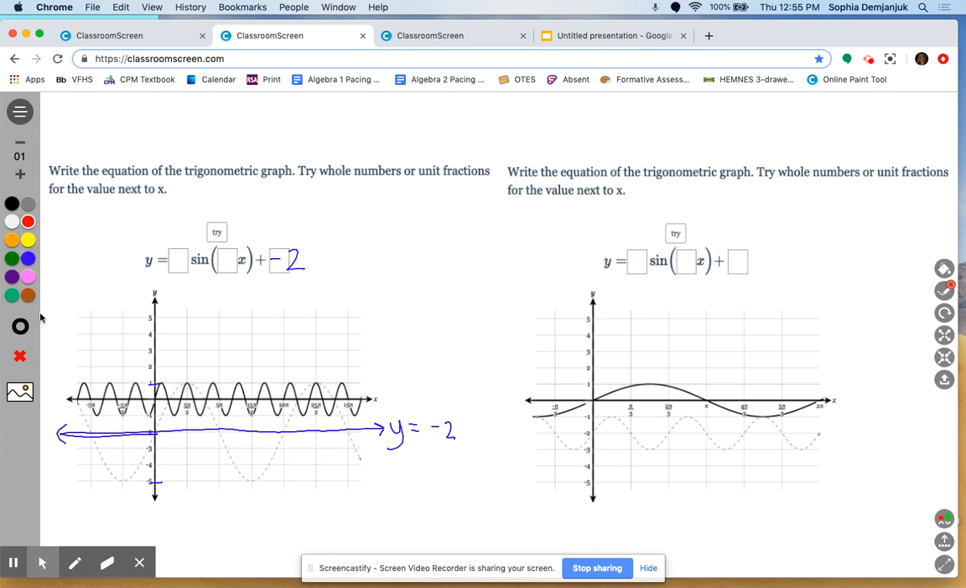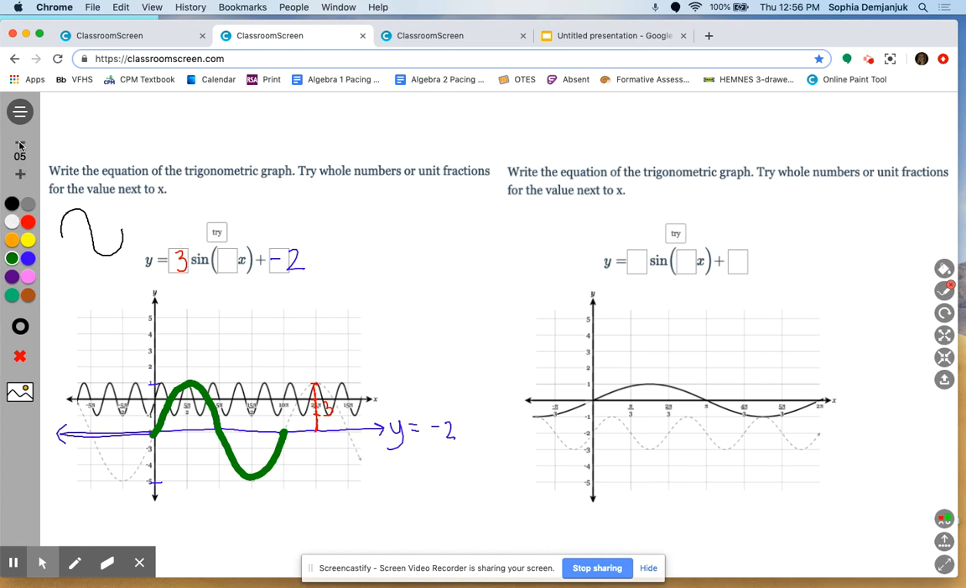Next thing I want to do is find the amplitude. And so I'm going to go from the midline to a maximum peak. And I see that it took 1, 2, 3 units. So 3 is going to go in front of my sine. I am going to think about what sine usually looks like. For the parent function, you have your high peak and then your low peak. I am going to start at my y-intercept. I do have a high peak to a low peak, so I can see that it's not reflected. My a is going to stay positive. I do not put a negative on the 3.